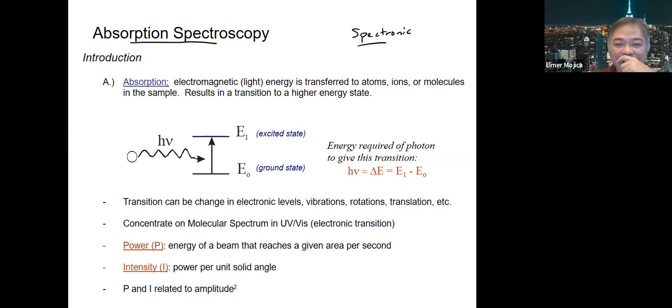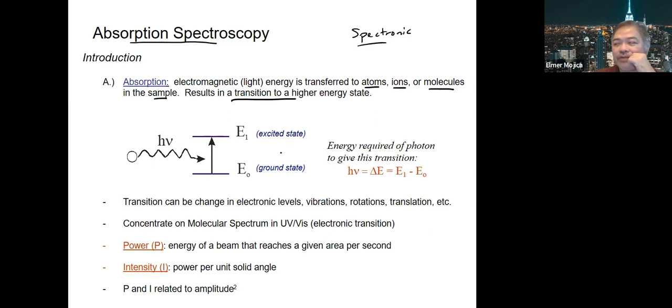So as I have told you before, absorption is just when the electromagnetic energy is transferred to atoms, ions, molecules in the sample. And usually, whenever you illuminate or put energy or light into a sample, it results in the transition to higher energy state. And you have learned this as early as Gen Chem 1.